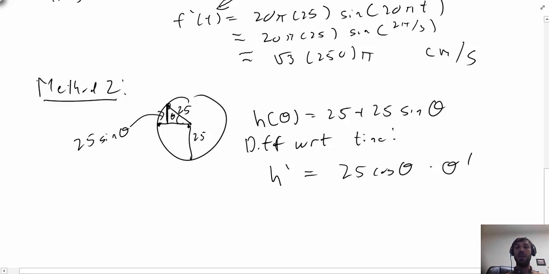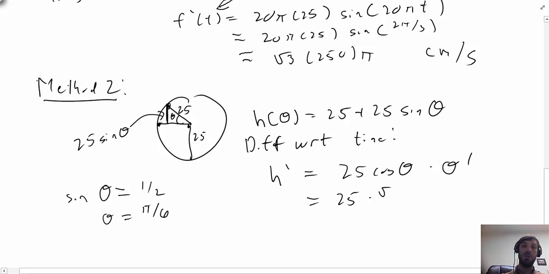Okay. Now this is easier to solve for because of this angle theta. If I want to make up half this vertical distance, I know that this angle theta should satisfy sine theta equals 1/2, which just means that theta should be pi over 6 in this case. So I can plug in pi over 6 here and get cosine of pi over 6, which is root 3 over 2.